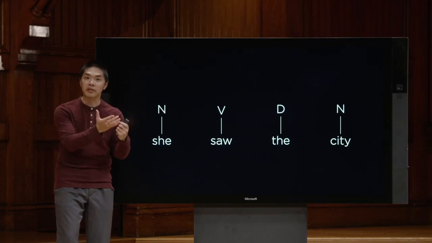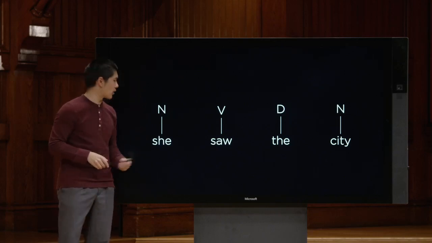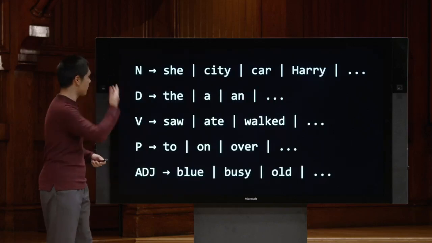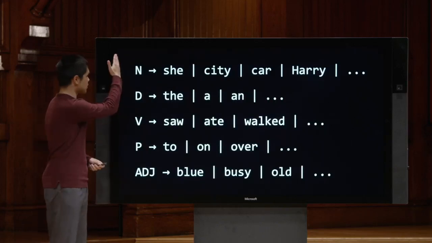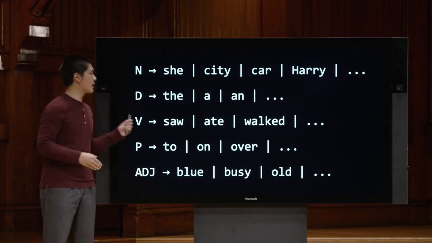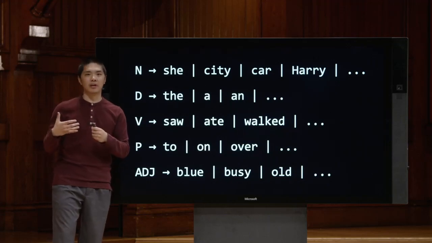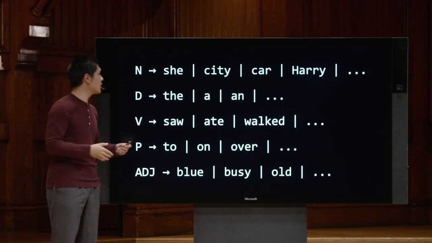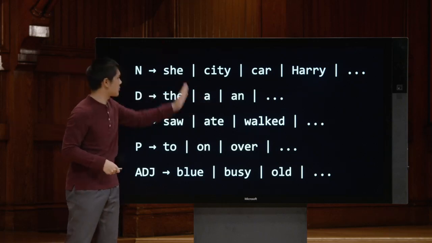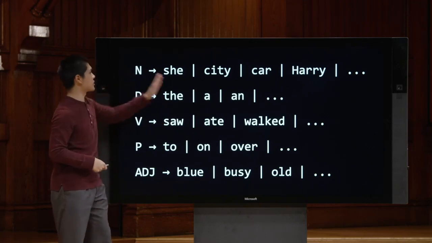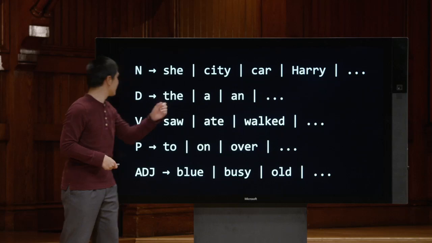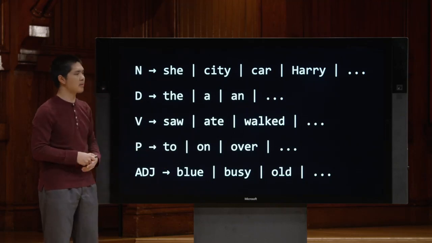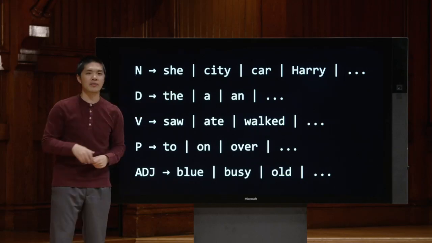But how does the computer know which non-terminal symbols are associated with which terminal symbols? Well, to do that, we need some kind of rule. Here are what we call rewriting rules that have a non-terminal symbol on the left-hand side of an arrow. And on the right side is what that non-terminal symbol can be replaced with. So here, we're saying the non-terminal symbol N, which stands for noun, could be replaced by any of these options, separated by vertical bars. N could be replaced by she, or city, or car, or Harry. D for determiner could be replaced by the, a, or an, and so forth. Each of these non-terminal symbols could be replaced by any of these words.